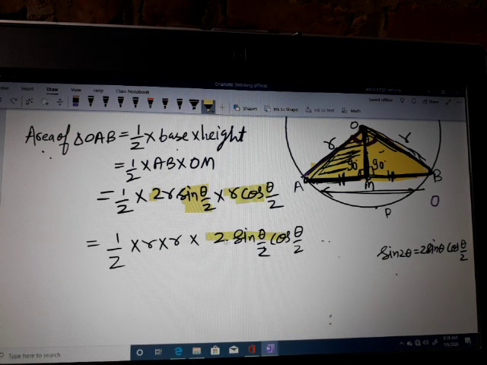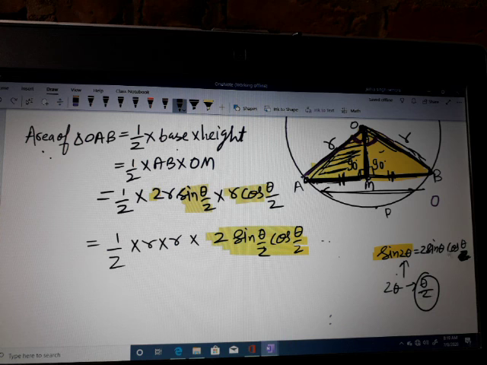I write down here 2 sin theta by 2 cos theta by 2, left part 1 by 2 r into r. In trigonometry, sin 2 theta equals 2 sin theta cos theta. Sorry, it will not be theta by 2, it will be theta. If you replace this 2 theta by theta by 2, what will you get? You will get 2 sin theta by 2 cos theta by 2, that equals sin theta. So this value equals sin theta.